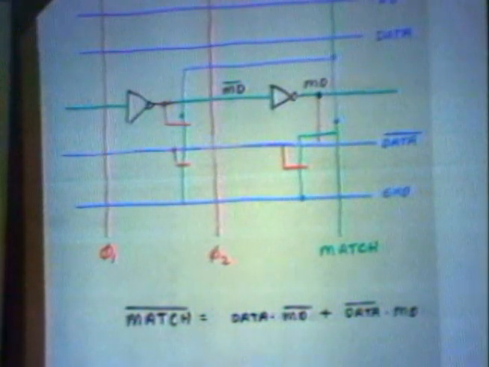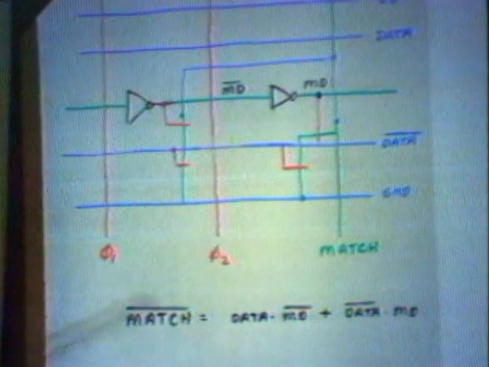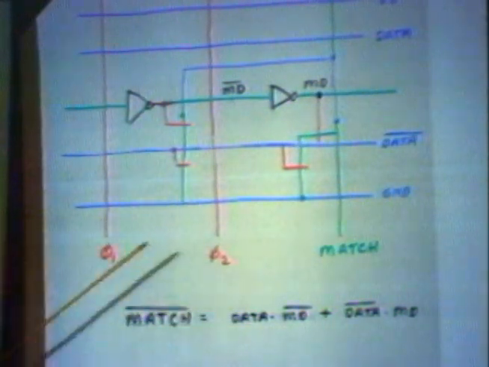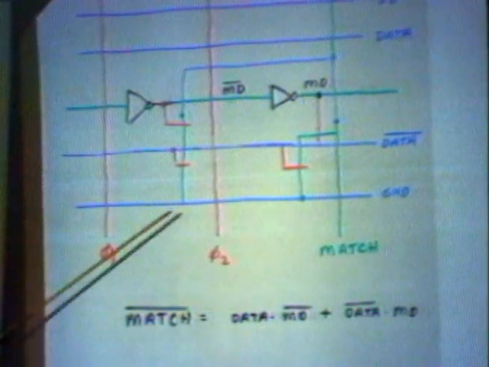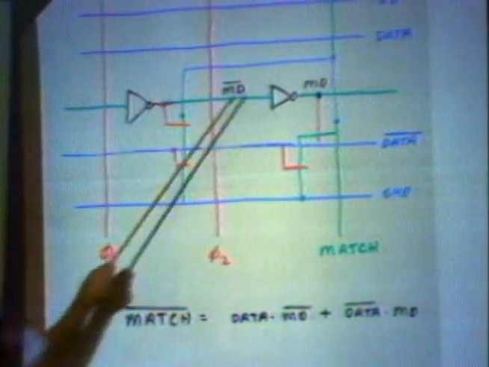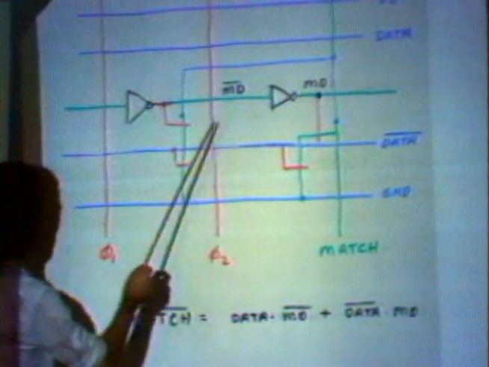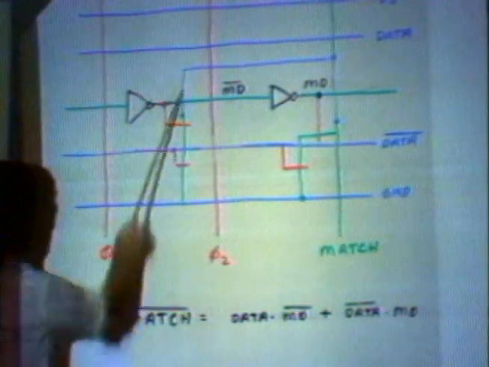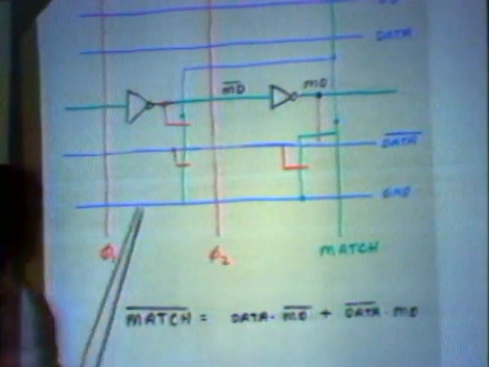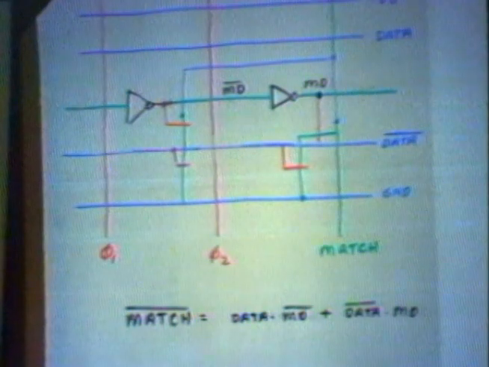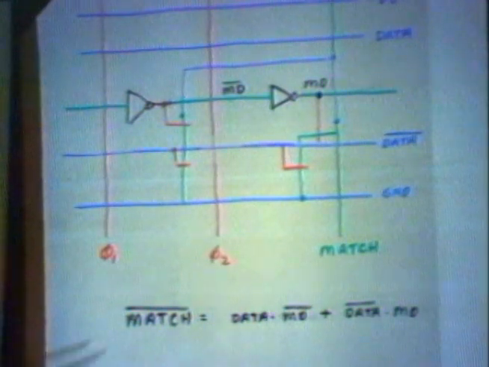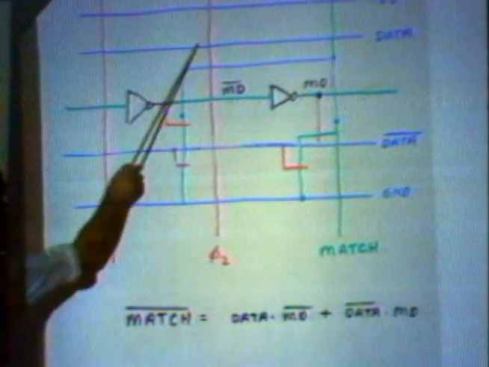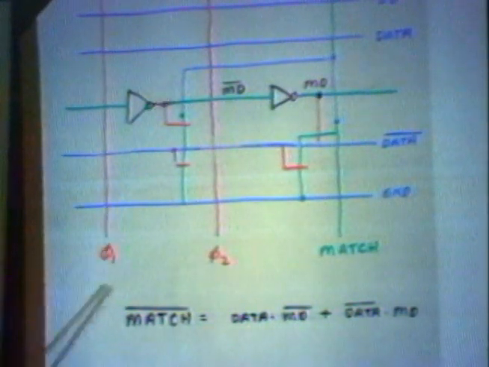The line across the top of the data and data bar. You have to match both ways in this scheme. Yeah, match one side. Right. The one on the right should have been connected to data. Oh, I have it connected to the wrong place. What's shown here should actually come off this one up here. That's right, I've drawn that incorrectly. Oh well. I have two transistors coming off the data-not line, and one of them should have been coming off this line up here.